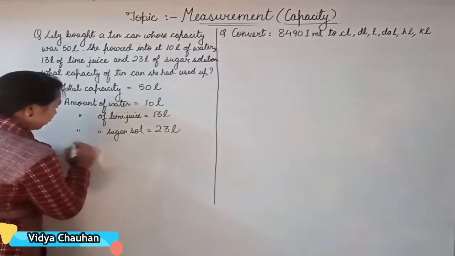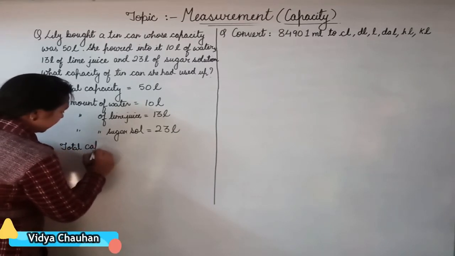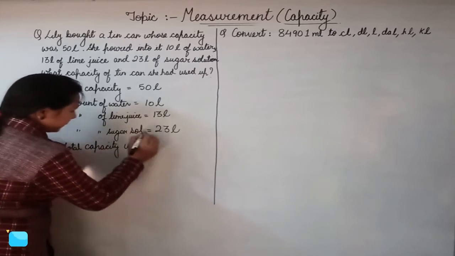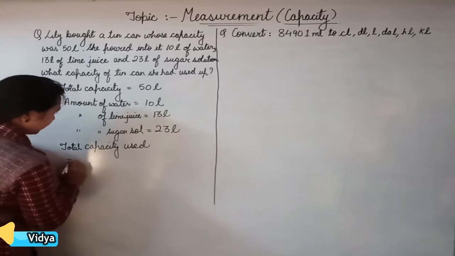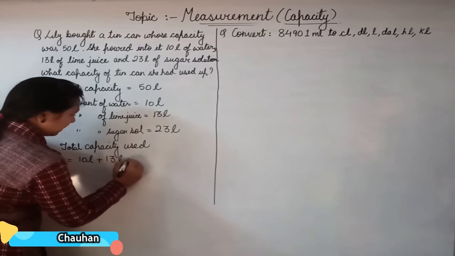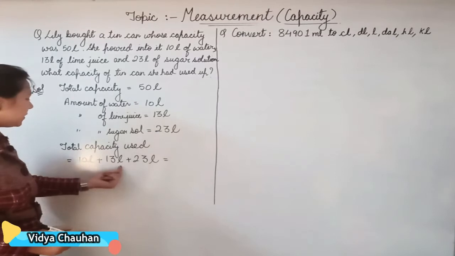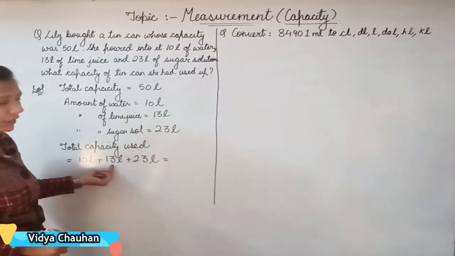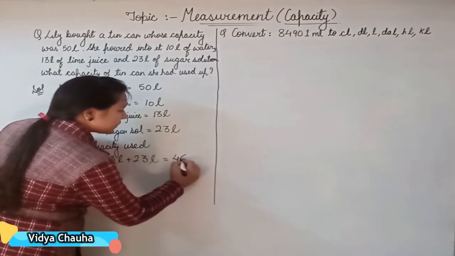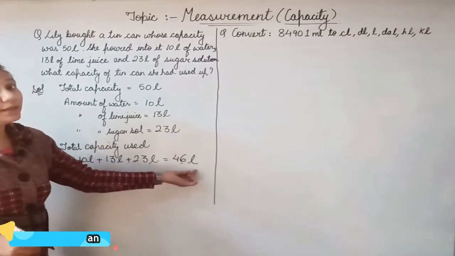So since we have to find how much capacity she has used up, the total capacity used is basically equal to 10 liter plus 13 liter plus 23 liters. When we add all these three values, 10 plus 13 is 23, 23 plus 23 is 46 liters. So the total capacity which she has used is 46 liter.